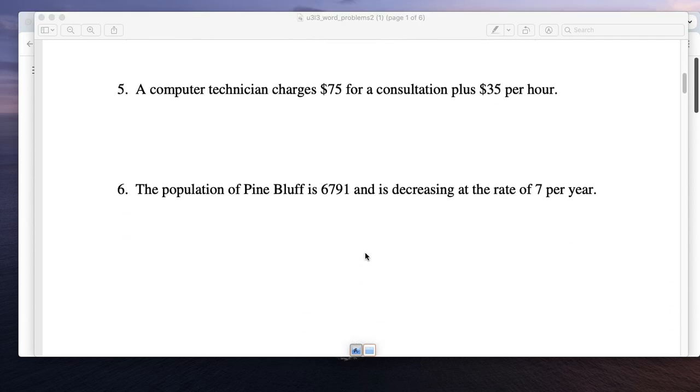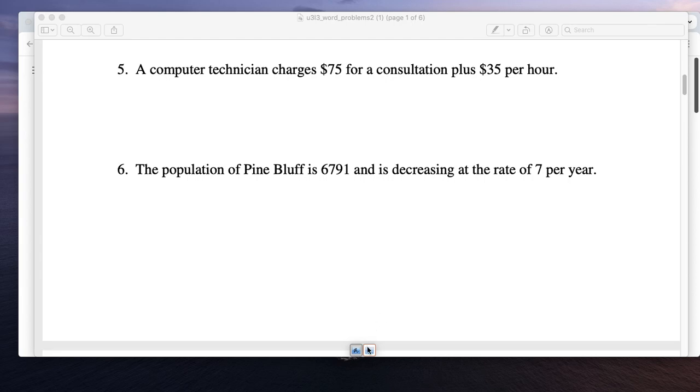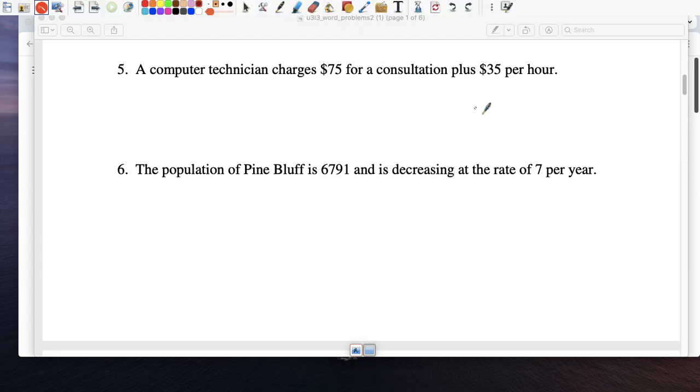Computer technician charges 75 for consultation plus 35 per hour. Okay, so I'm going to graph it again. This is my hour. This is how much money I have to pay this guy. So he doesn't even start looking at my laptop, and guess what? He's already charging me 75 bucks. Okay, and then after that, it's going to be $35 per hour. So at 1 hour, right, he is already charged. So if you add 75 plus 35, I'm already down 110.